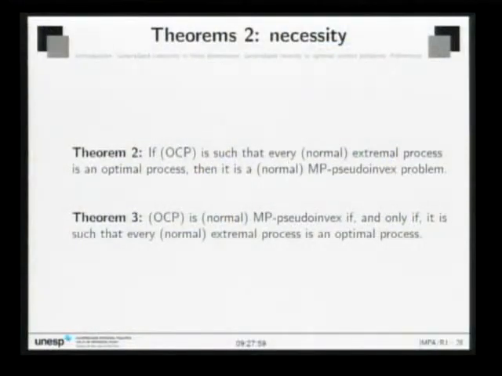So with the two theorems, we have this theorem 3, which is just theorems 1 and 2 together. So we have the if and only if here. OCP is MP sub invex if and only if every extremal process is an optimal process. This gives you the complete picture of when the maximum principle is a sufficient condition. So these should be the conditions that the problem should obey. And this result is if and only if. So it says there is no larger class that can obey this condition.